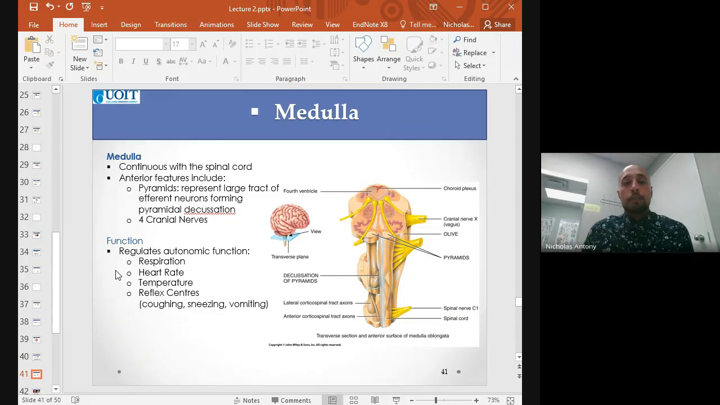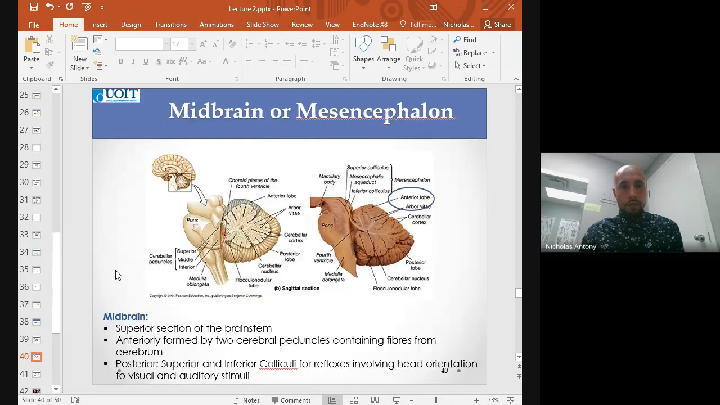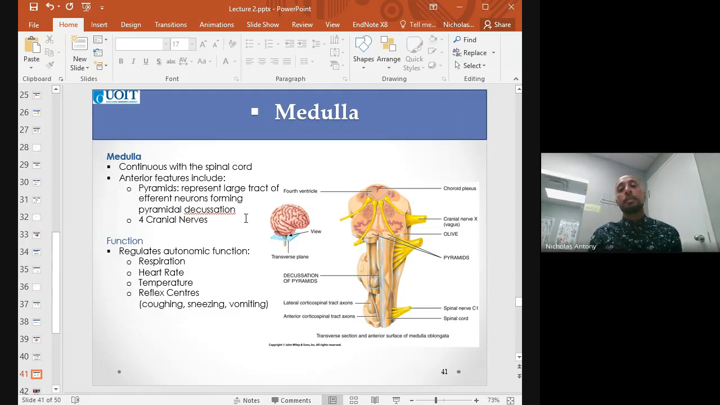The pons is specifically for the connection of our cerebellum. And then the medulla is the area of the brain that is responsible for those vital functions. So here we have the rest of the midbrain and the pons taken off, and we have just the medulla. There are some cranial nerves that exit from the medulla. It contains all of the sensory and motor tracts that are going up and down the spinal cord. But it also has the groupings of nuclei that are responsible for all of those regulatory functions: respiration, heart rate, temperature, and reflexes like coughing, sneezing, and vomiting.